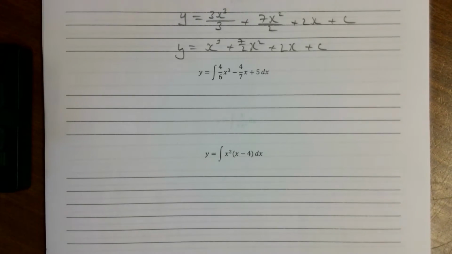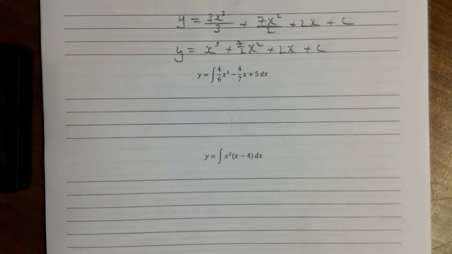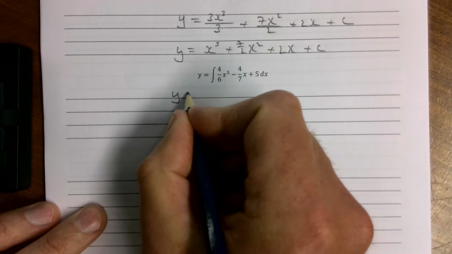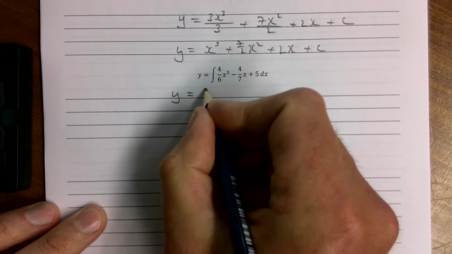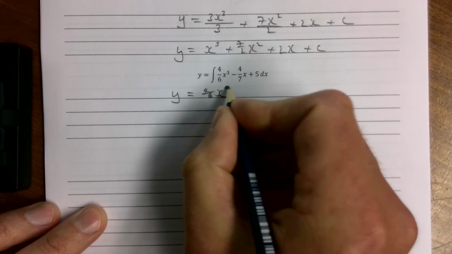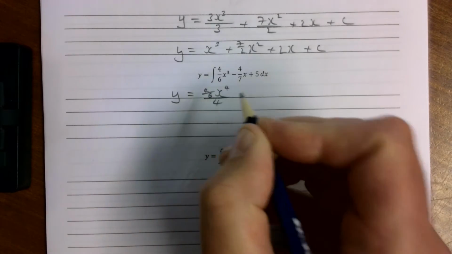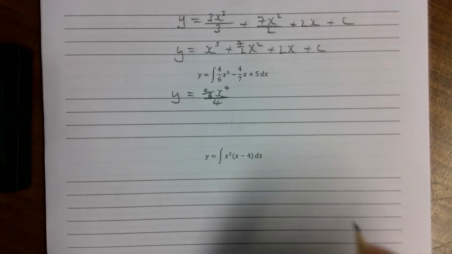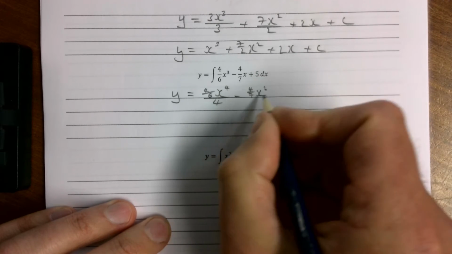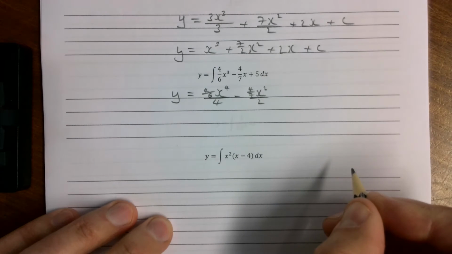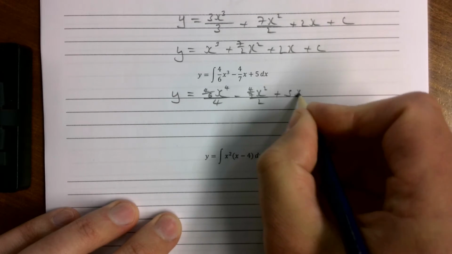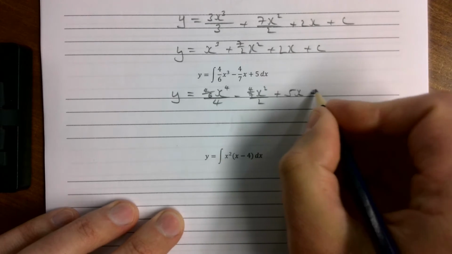This one requires a wee bit of tidying up, but we should be okay. So we're going to go ahead and integrate. So we have 4/6 x to the power of 4 divided by 4. Minus 4/7 x to the power of 2 divided by 2, plus 5x plus c.